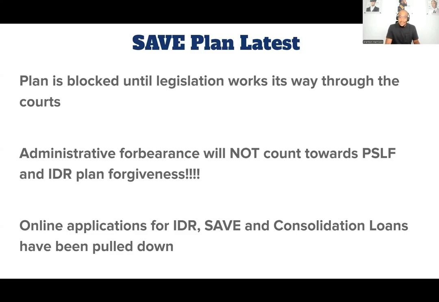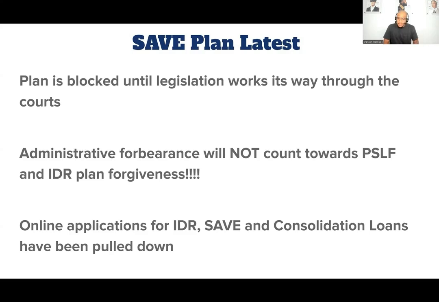And the problem with that is twofold. The first problem with that is there are a lot of things that are in limbo in terms of switching to other plans while the SAVE plan is in limbo. If you've logged on to studentaid.gov, you've probably noticed that at least online right now, you cannot apply for the SAVE plan. You cannot apply for any income-driven repayment plan online, and you cannot consolidate your loans online. All of those areas on the Student Aid website have been blocked out because the Department of Education doesn't know how to basically reorient themselves as a result of that ruling from the appeals court.